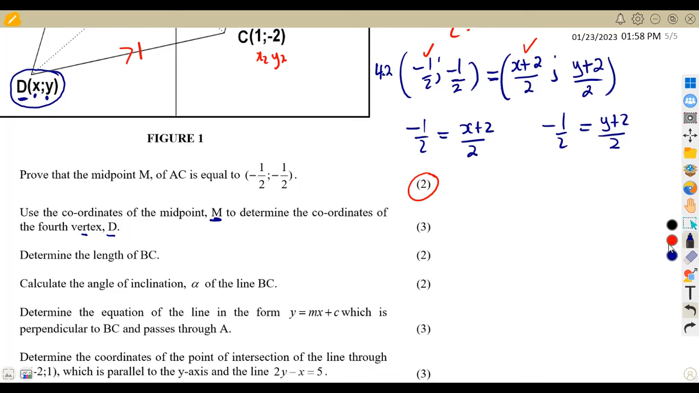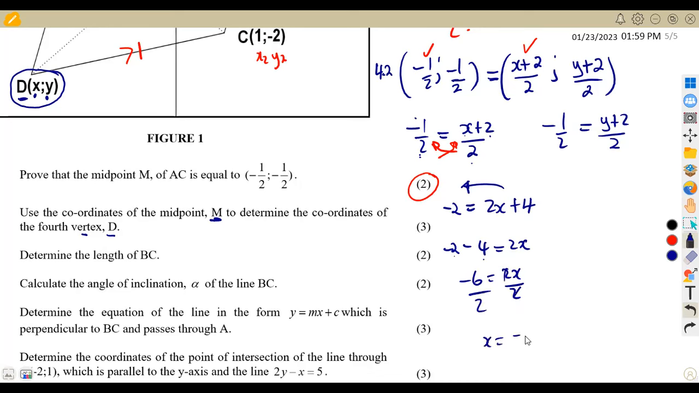So I'm just going to utilize the first equation. Let's cross multiply to remove the fractions. 2 times minus 1, that's minus 2, is equal to 2 times x, which is 2x, 2 times 2, remember, it has to multiply everything, which is 4. So you can collect like terms, you can transpose 4 to this side, it will be minus 4. So minus 2 minus 4 is equal to 2x. Minus 2 minus 4, that's minus 6, which is equal to 2x. So you can divide by 2. So our x is minus 3.